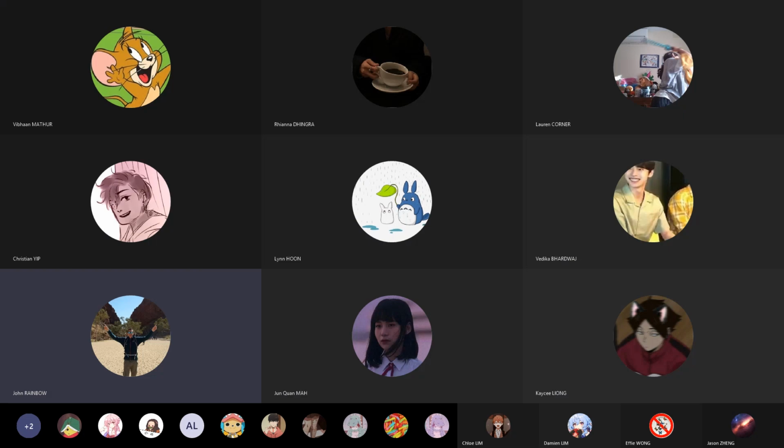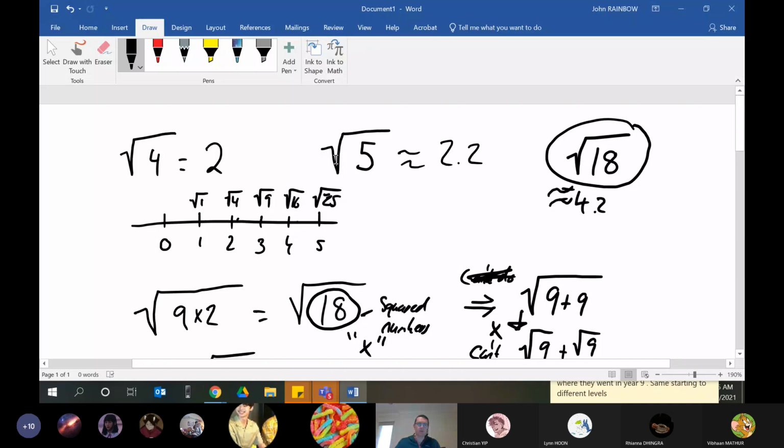Surds. The square root of 4 is actually 2, so that's not really a surd. A surd would be like the square root of 5, which you can only express as a surd, because it is irrational. It doesn't end its decimal places.